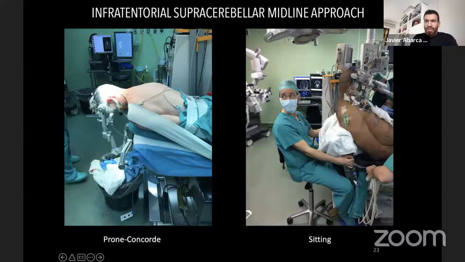Okay, about the position is a very controversial issue. The sitting position is used most commonly because gravity helps the retraction of the cerebellum, facilitates dissection of the veins from the tumor, and decreases bleeding from the tumor by reducing the venous pressure. However, using the sitting position might cause critical systemic complications such as air embolism or hypotension. These complications must be prevented by careful surgical hemostasis and anesthetic monitoring.